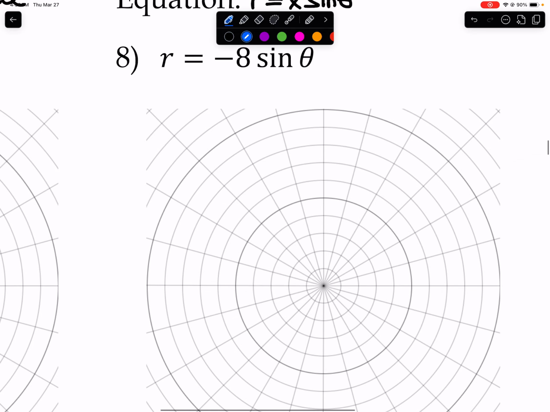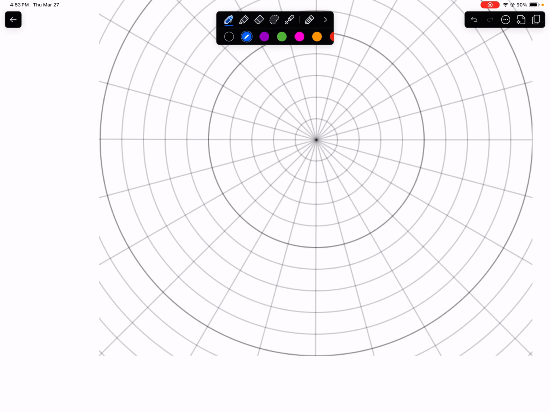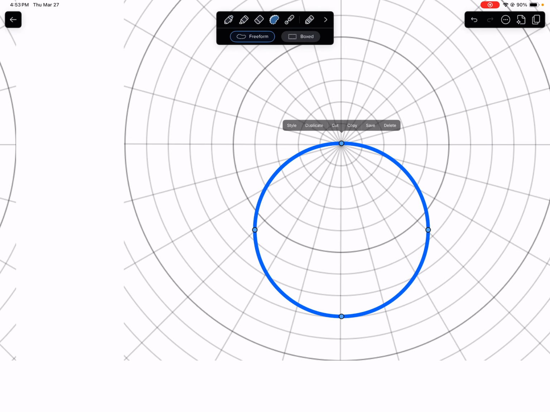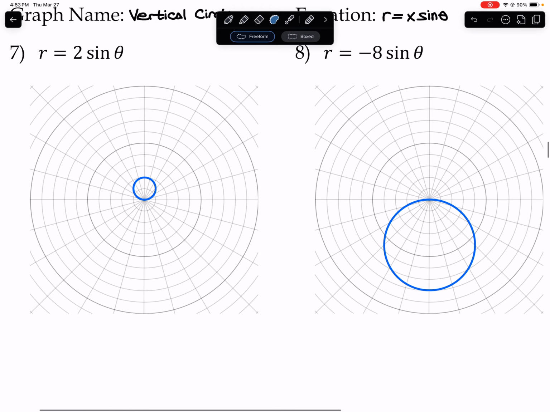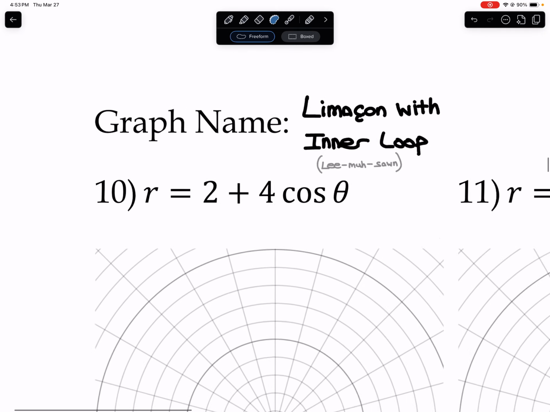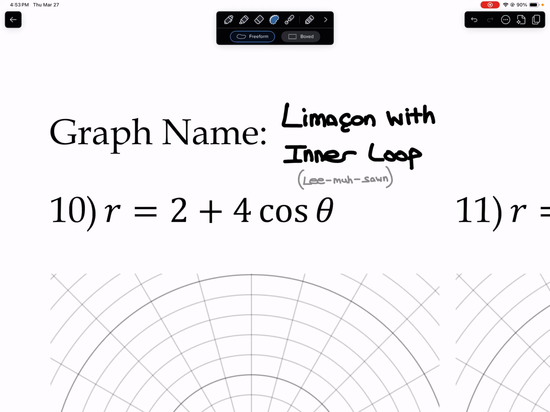So now for the next one, we have r equals -8 sine theta. So we're going to have a diameter of 8. And because it's negative, it's going to go down. So then this would be our circle, kind of. Looks like I missed a bit. Close enough. Ta-da. Moving on. Now down here, we're going to look at what we call a limacon with an inner loop.